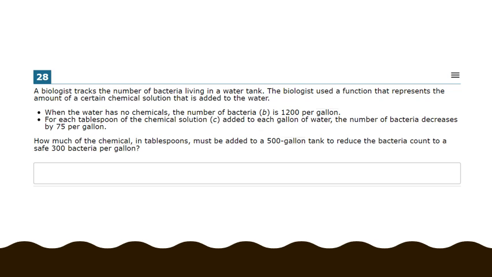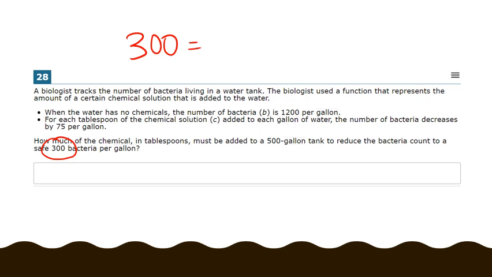Now it's asking how much of the chemical, in tablespoons, we have to add to a 500-gallon tank to reduce the bacteria count to a safe 300 bacteria per gallon. Here's how we need to think about this. The first thing is our target goal: whatever amount of chemical we add, our final product is going to be 300 bacteria per gallon. So here's how I'm going to set up my equation. I know that 300 is my target. Whatever I do to get to that 300, this is where the function comes into play.